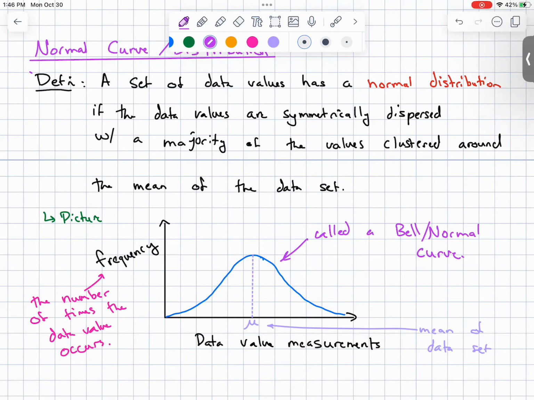I'll let you guys finish this, and then we'll talk about it. Yeah, we've got minutes. We'll finish up this, and then we'll deal with the empirical rule tomorrow or on Wednesday.